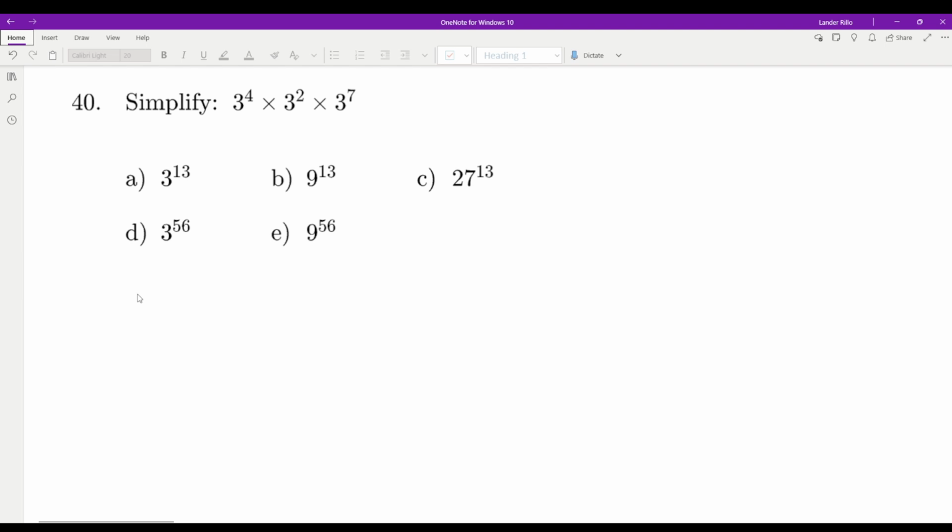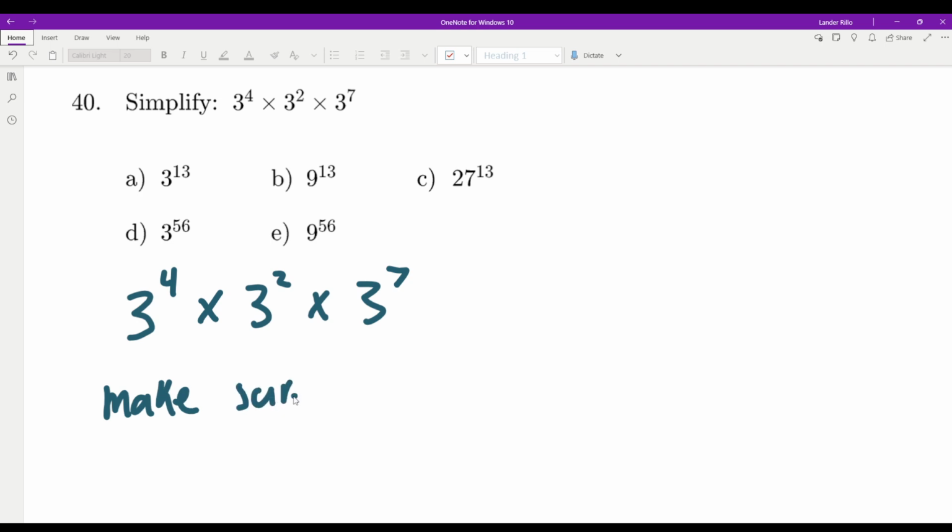Now we use exponents. So I think we're done with radicals, we're doing exponents now. 3 to the 4 times 3 to the 2 times 3 to the 7. First, to use exponent rules, you have to make sure they're all the same base. Okay? And they are, so that's good. We can move on to use exponent rules.